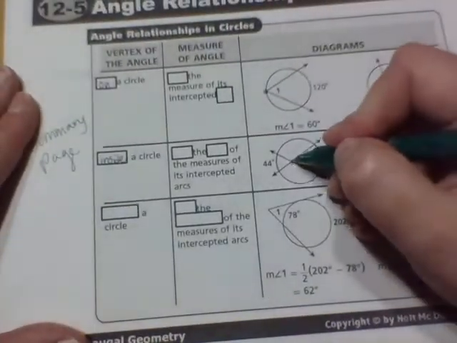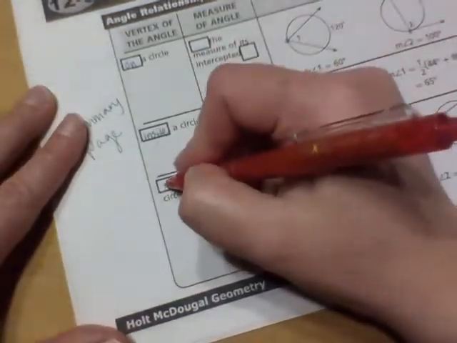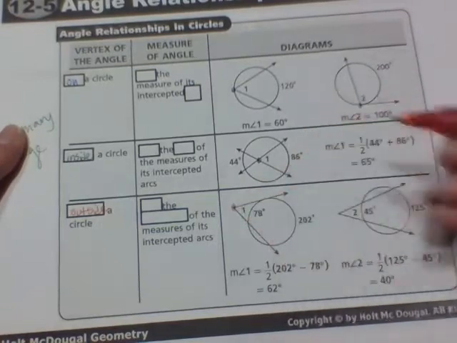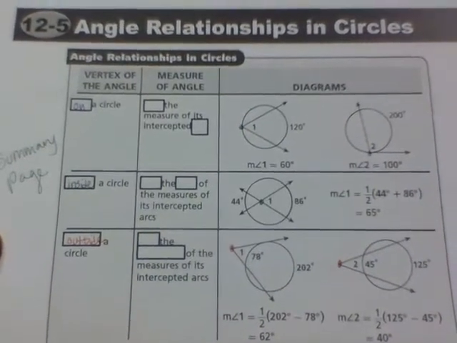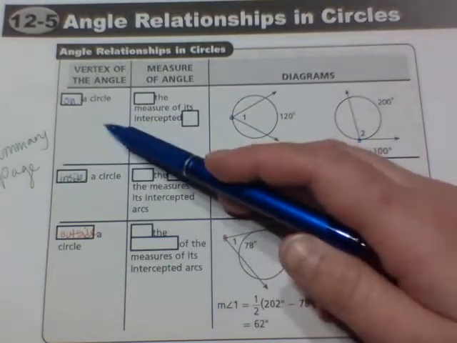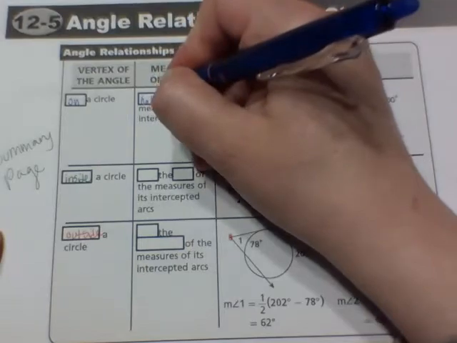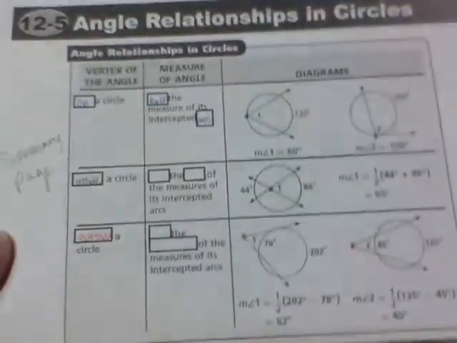And so again, here's your dot inside. And then we also have the one outside. And so here we are with a dot outside. So depending on if your dot is on, inside, or outside, you're going to use some different ideas. So in summary, if your dot is on a circle, we're talking about it being half the measure of its intercepted arc. All right.